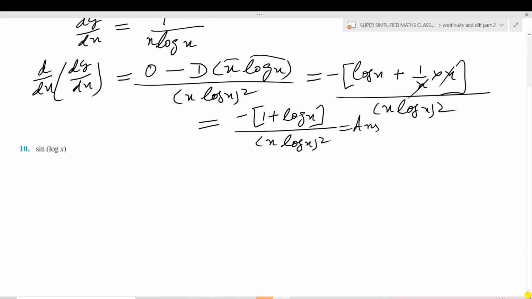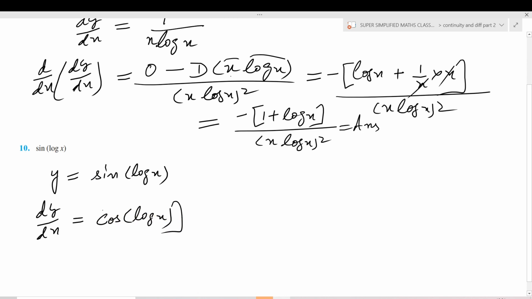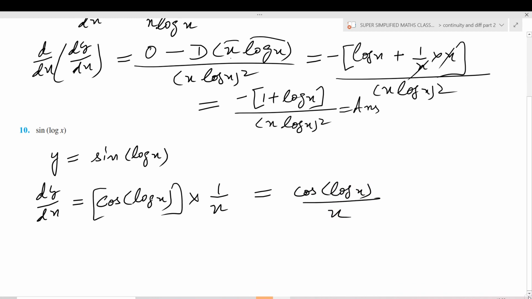Now we move to the next question, question number 10. y is sine of log x. We differentiate once, so dy by dx. By now you have understood the chain rule properly, so I am not giving you the formula again and again. The derivative of sine log x will be cos log x, but you have to multiply by the derivative of log x, which is 1 by x. So our function becomes cos log x upon x. This is the first order derivative in question number 10.